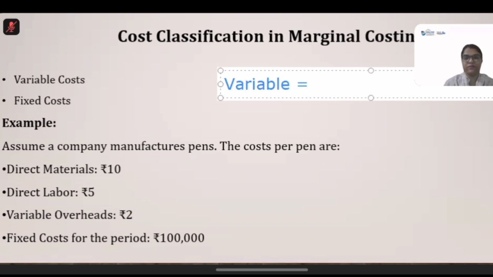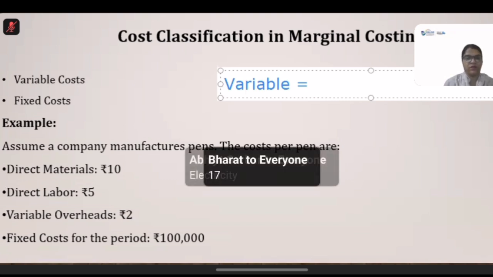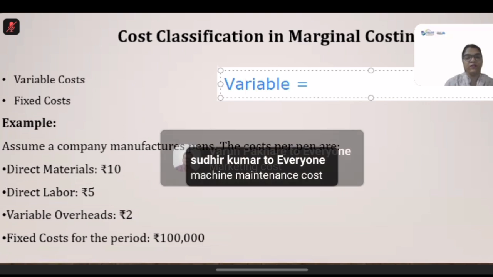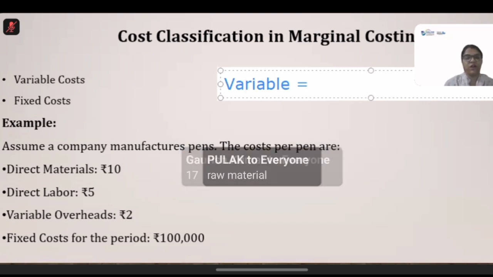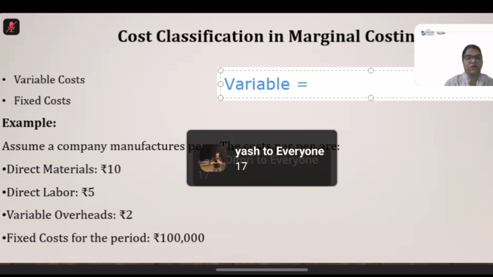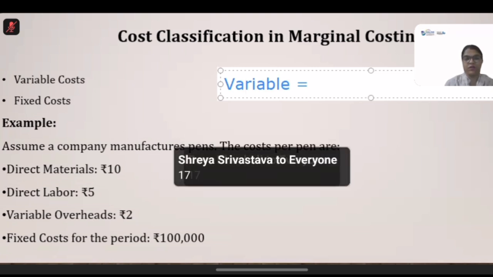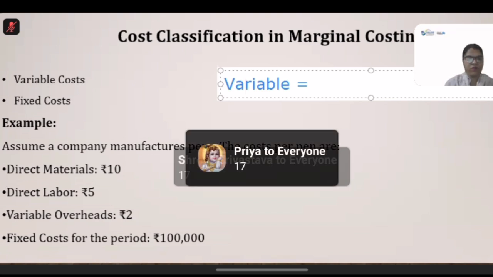Yes, quickly. 17. Okay. Very good, Bharat. Machine. Okay, very good. Fine. Anup. Then Ame. Many have you all posted.